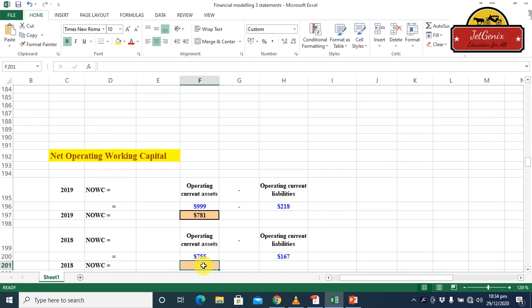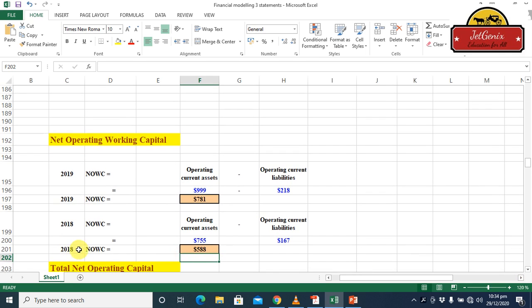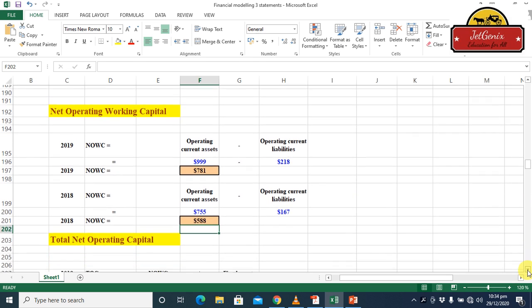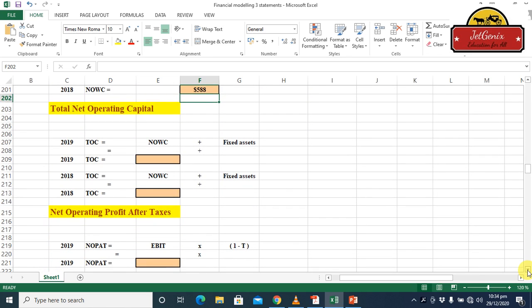Now equal operating current assets minus operating current liabilities, and press enter. So the net operating working capital for 2018 is $588 million. I think it's very easy to calculate, and we don't have any problem in calculating the net operating working capital.